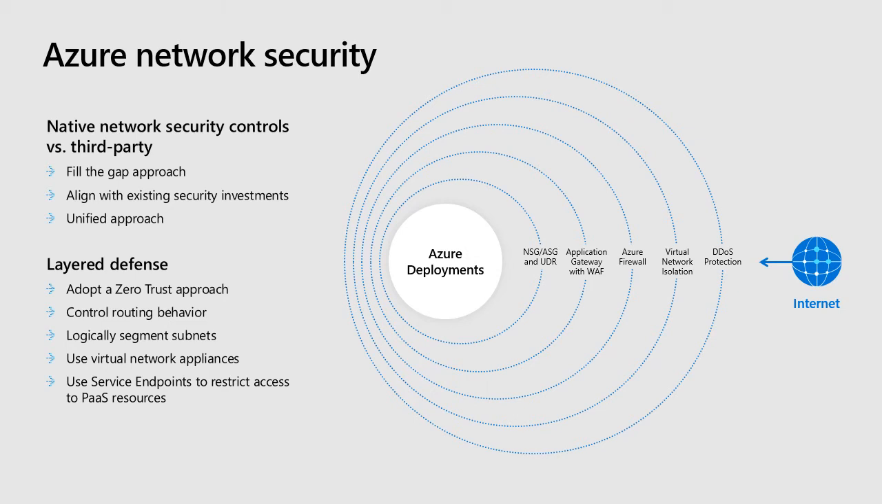First is traffic coming in from the internet. You have DDoS protection. You can do virtual network isolation, which is essentially dividing your internet edge together with your internal network, so to speak. We actually have a first-party firewall service to protect your application against unscrupulous data that passes the firewall. You can use application gateway with web application firewall or WAF. And then finally, you can do network security grouping, ASG and UDR before your Azure deployment itself.